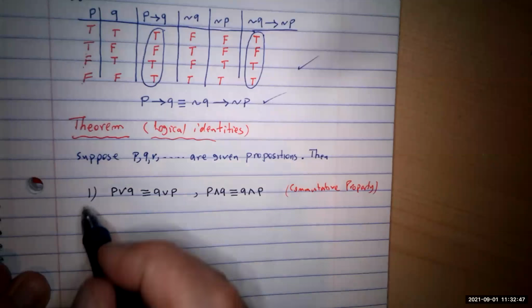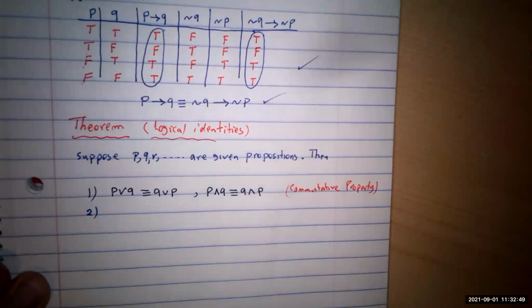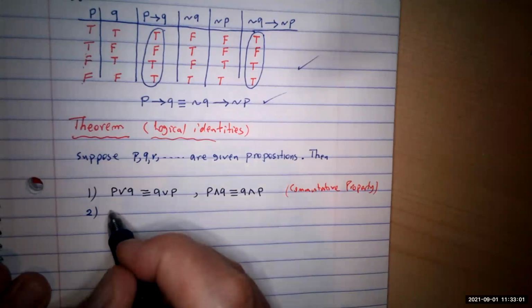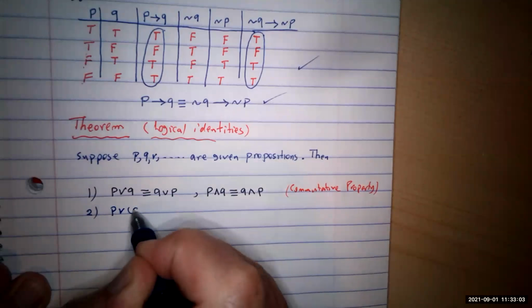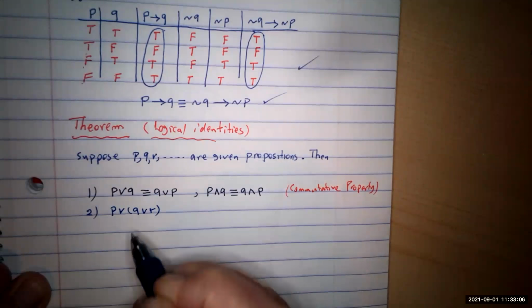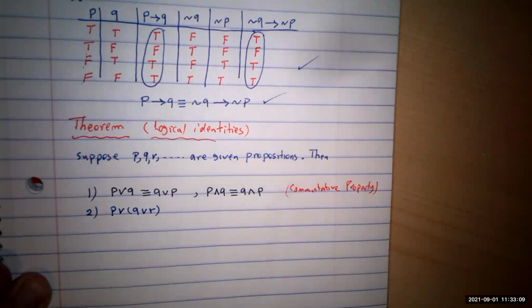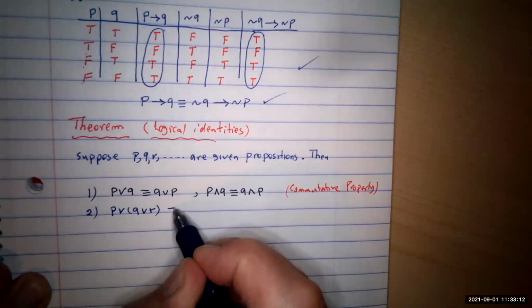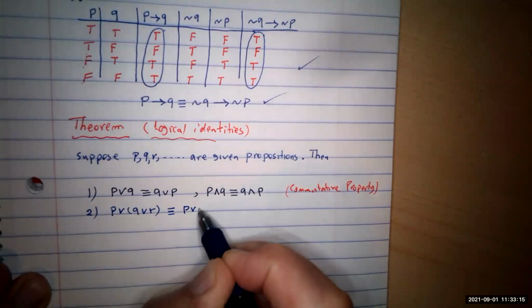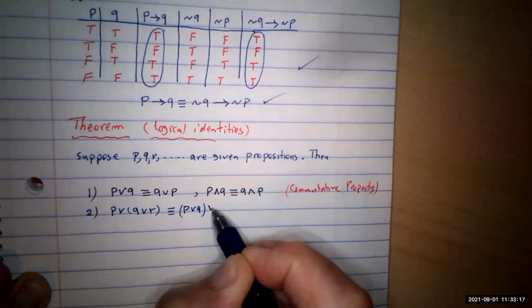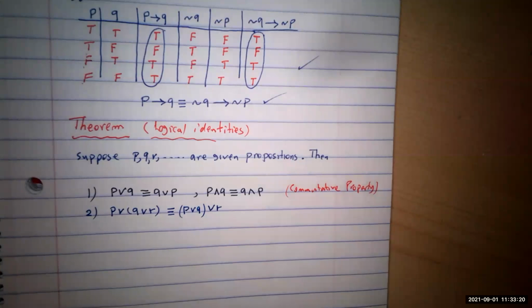You can have something like the associative property. You see, the associative property for multiplication or addition. So if you have three numbers and you want to add them together, you add them two at a time. So if you have P or Q or R, you can switch these parentheses. So it's going to be the same as P or Q, then or R. The order is not important. You can pick the first two and then the third one, or you can do it the other way around.